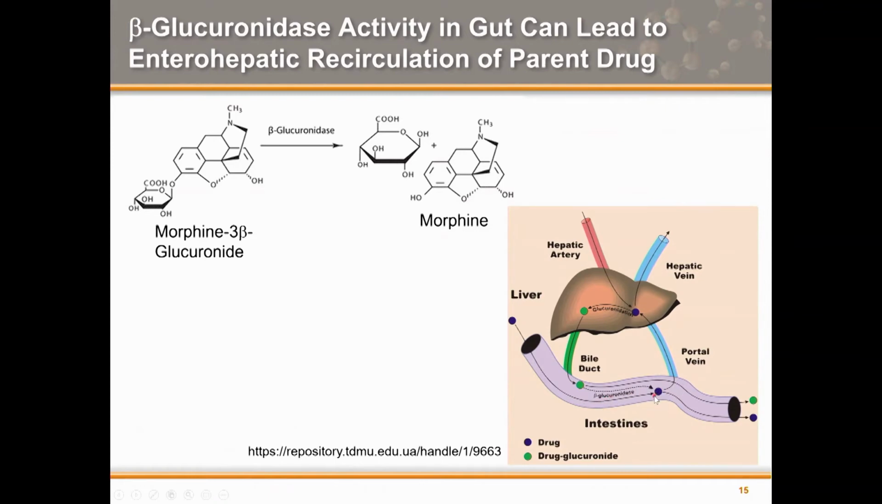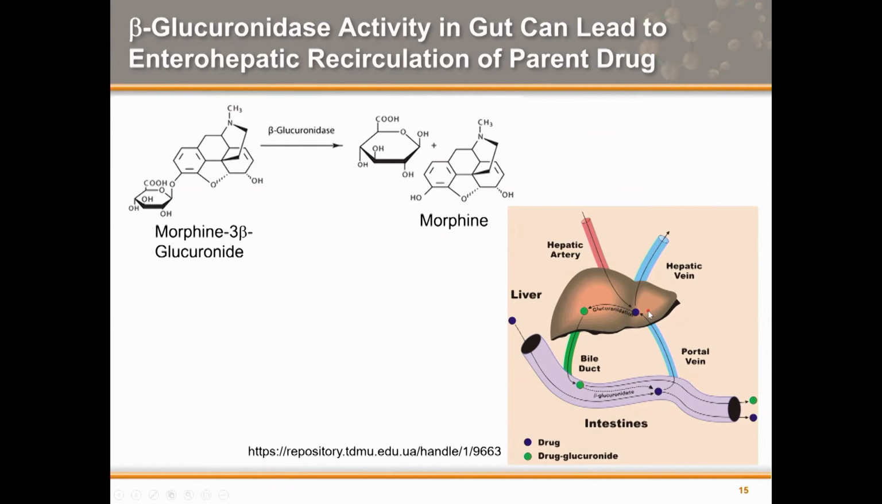This parent drug then can be reabsorbed back into the systemic circulation, enter through the portal vein into the liver, and go back out into the systemic circulation. And so what you see with this enterohepatic recirculation is a second peak, suggesting that there's additional absorption of the drug at some later time after the Cmax from the original absorption process.